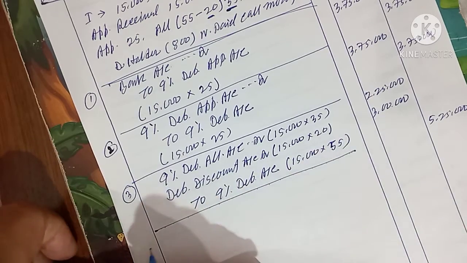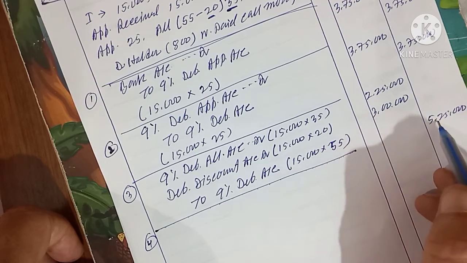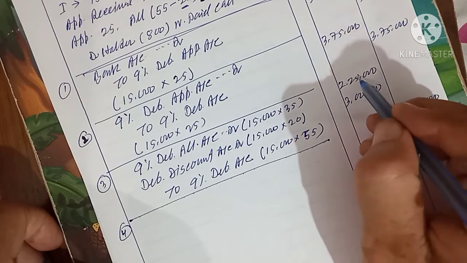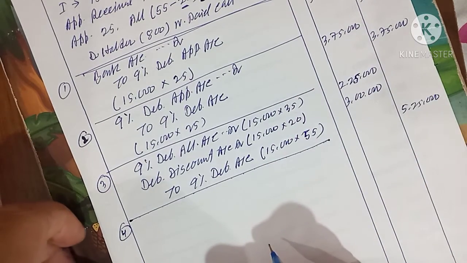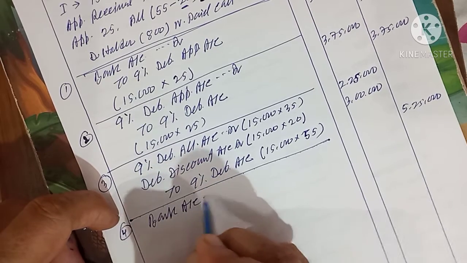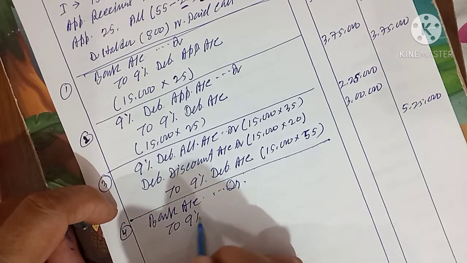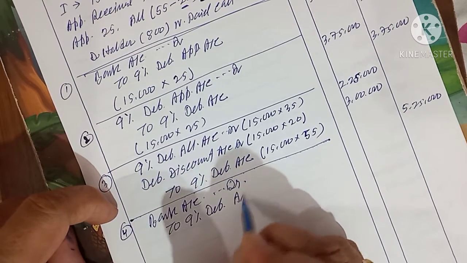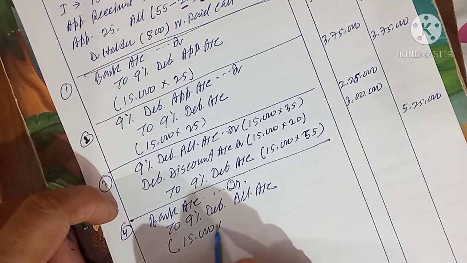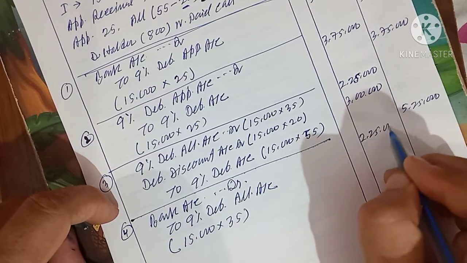Now you have received the money. How much have you received? This much you have received. You have not received this one because the price was 525, but you have given discount 3 and you have received 225. So you will have to pass the journal of 225. I write it here. Bank account debit to 9% debenture allotment account. Here you will write 15,000 into 35, which comes to 25.